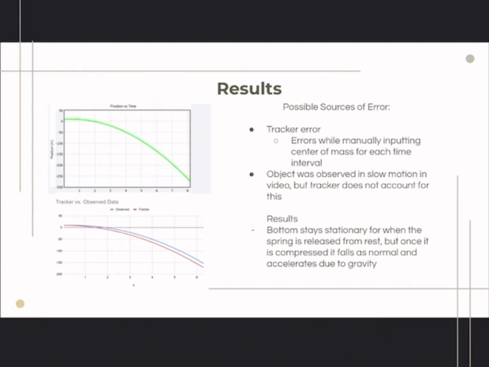So these are the following results from the lab. As you can see, the top picture is the computational model data from the GlowScript, and the bottom is both of them compared. Some possible sources of error include Tracker error. This could be related to errors while manually inputting the center of mass for each time interval, because there's a lot of room for error, and this is done just by eyeballing, and there might be some discrepancies in this. The object was also observed in slow motion in the video, but Tracker does not account for this, so this could also cause some of those discrepancies that you see in the graph below.